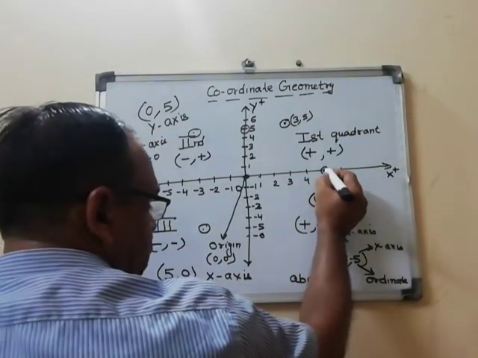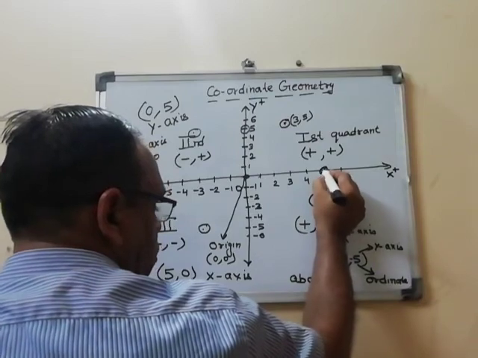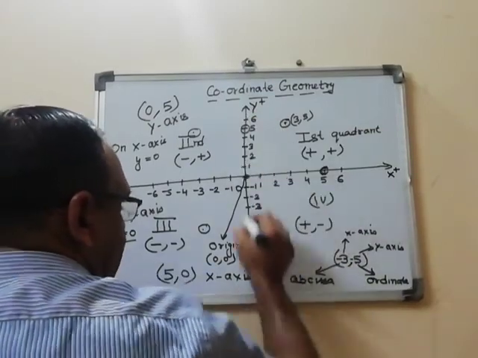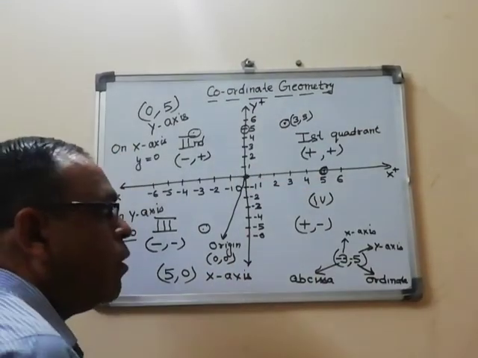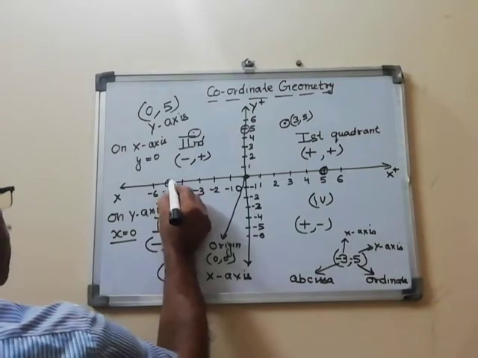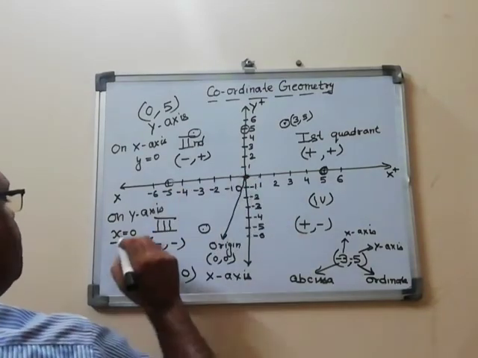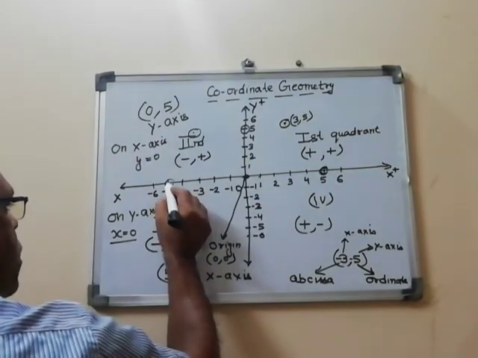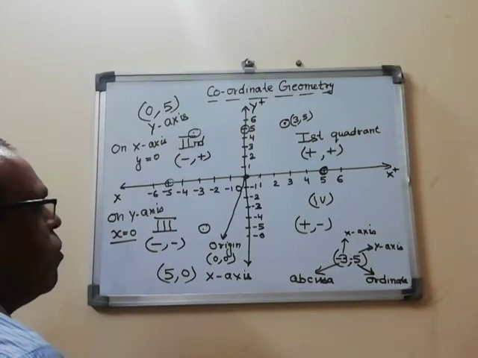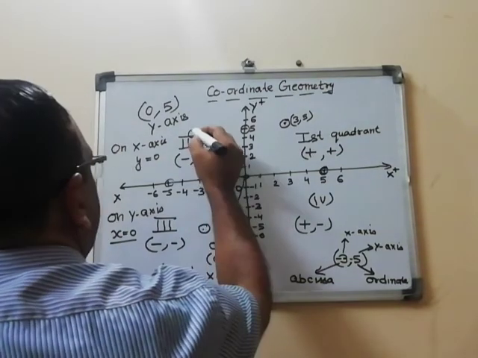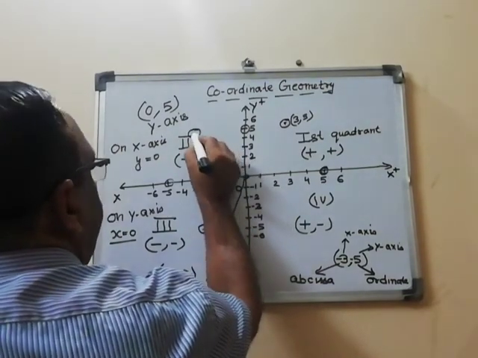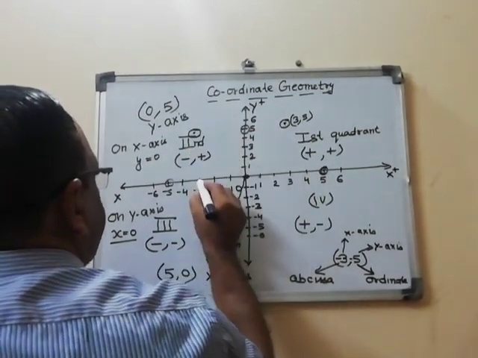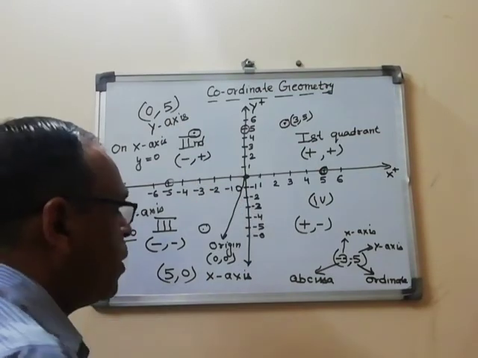Suppose a point is there 5, 0. At what distance is this point from the y-axis? 5 units. Suppose this point is minus 5 and 0. This point from the y-axis is at a distance of 5 units, not minus 5, 5 units. Suppose this point is there. This point from the y-axis is 3 units. This point from the x-axis is 5 units.